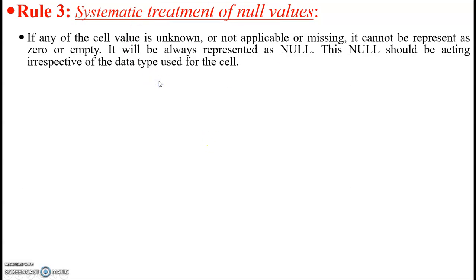Then rule number 3 is systematic treatment of null values. If any cell value is unknown, not applicable or missing, it cannot be represented as 0 or empty. As we have seen in the earlier classes, not a single cell value should be empty or missing. So we have to represent it in some other format, and it is always represented as null. This null should act irrespective of the data type, which means that even if the data is int, character, varchar, anything, the null should fit into that cell.